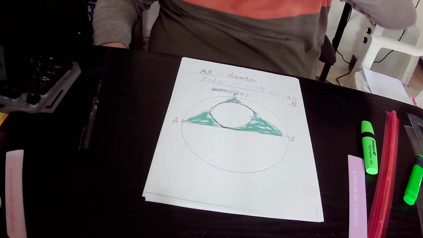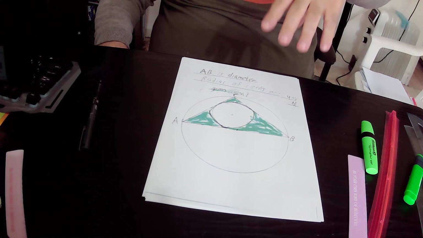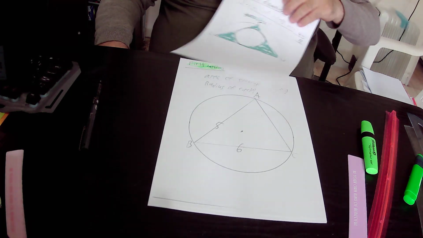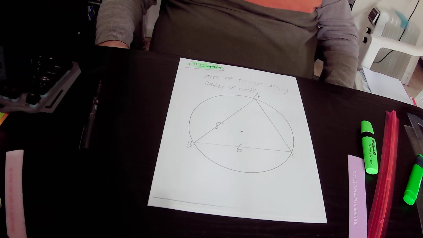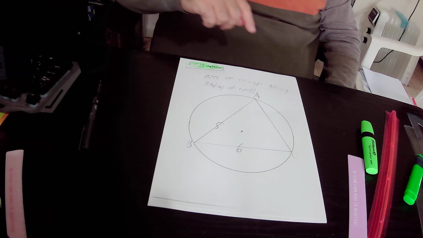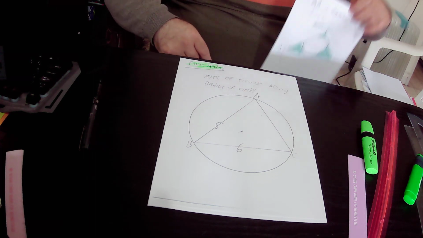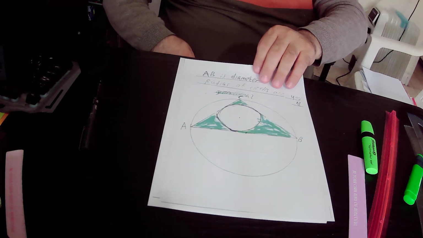Now, in this lecture, we'll answer two questions. In the first question, we'll find out the blue area, and in the second question, we'll find out the radius of this circle that blocks triangle ABC. So we start with the first question.